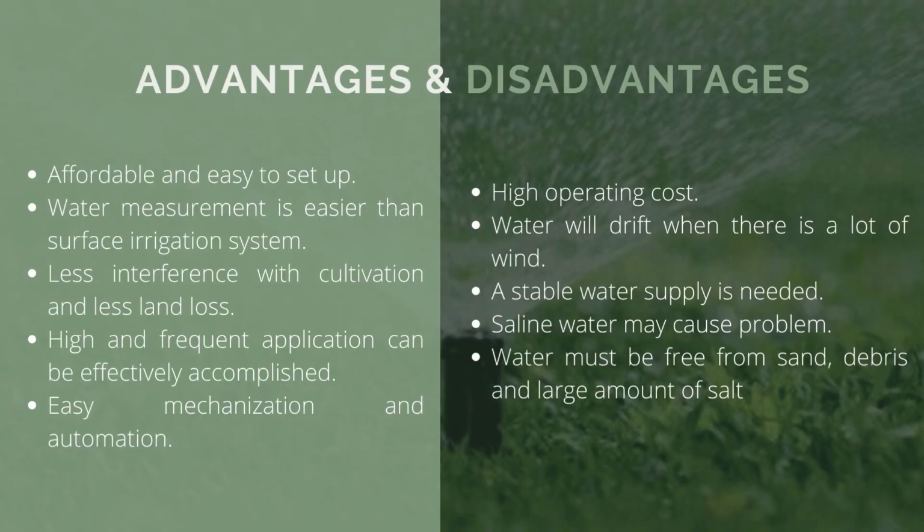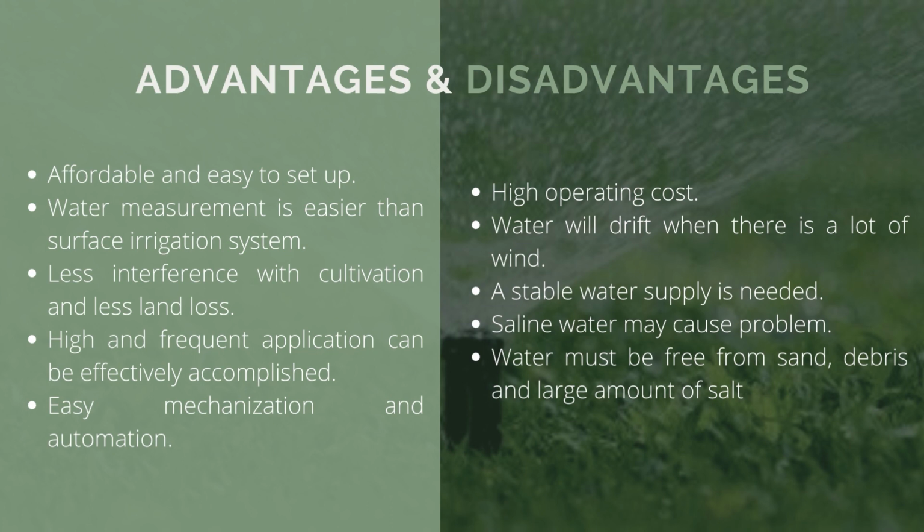Advantages of sprinkler irrigation: affordable and easy to set up. Water measurement is easier than surface irrigation system. Less interference with cultivation and less land loss. High and frequent application can be effectively accomplished. Easy mechanization and automation. Disadvantages: high operating cost.